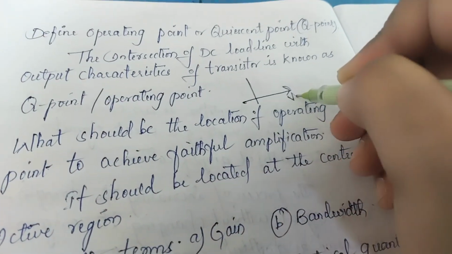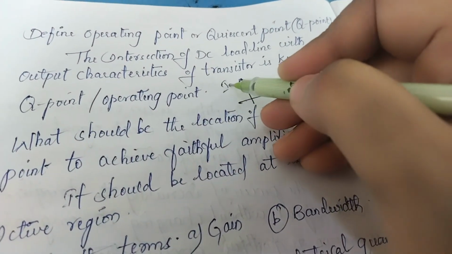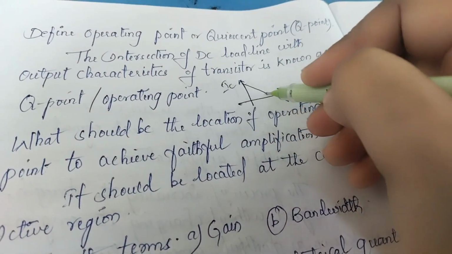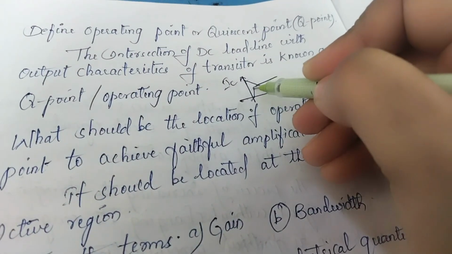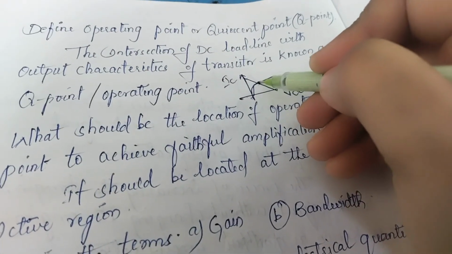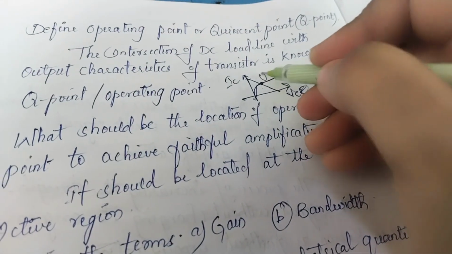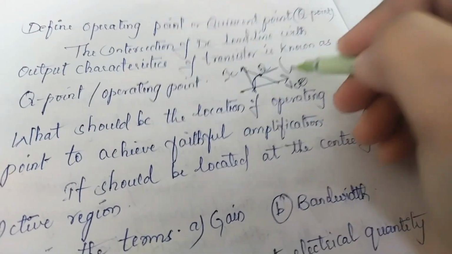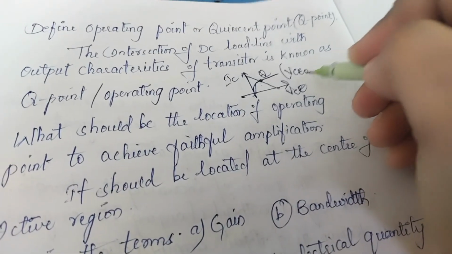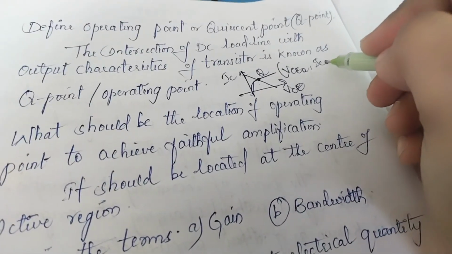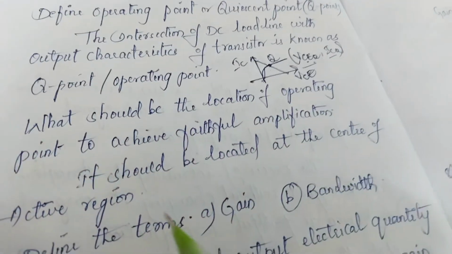So see here, on x-axis we are taking output voltage VCE, on y-axis we are taking IC, output current. This is the DC load line we have, and this is the output characteristics of a transistor. So this intersection of the DC load line and the output characteristics of a transistor is known as Q point, and this point is in the form of x comma y, that is VCEQ comma ICQ. X axis we have VCE, y axis we have IC.